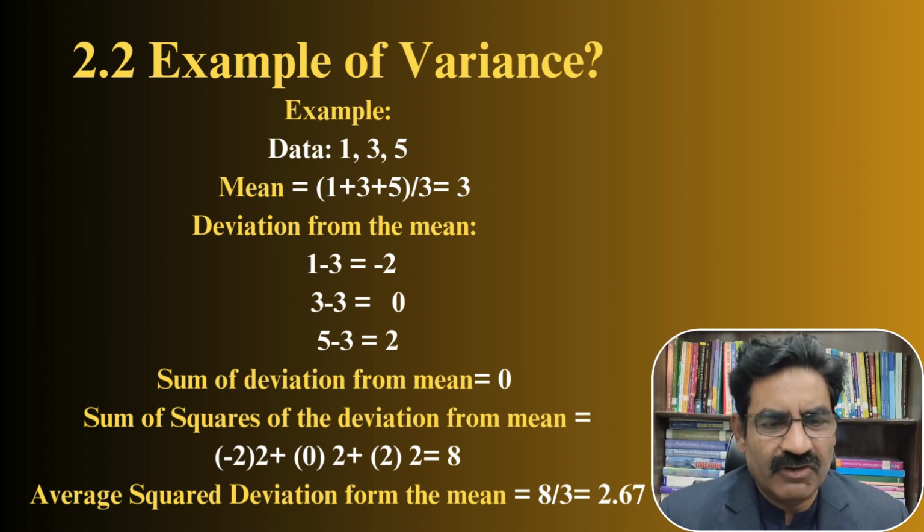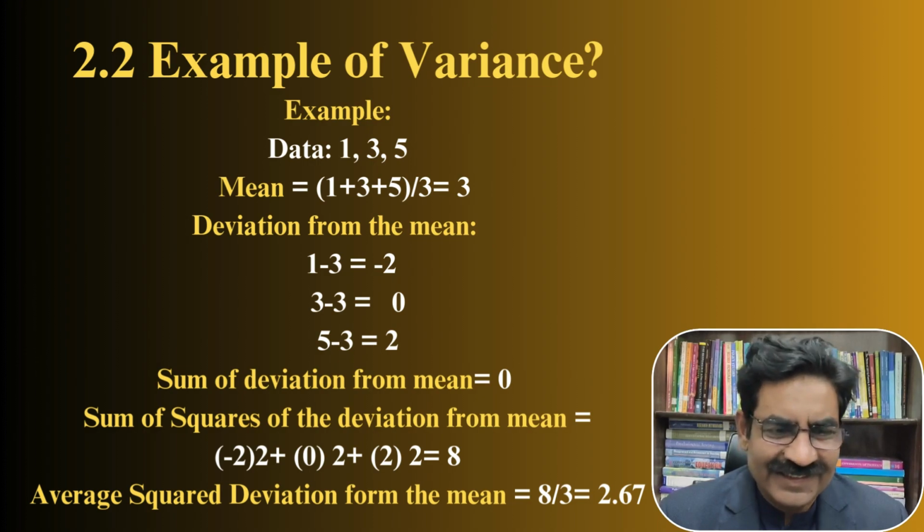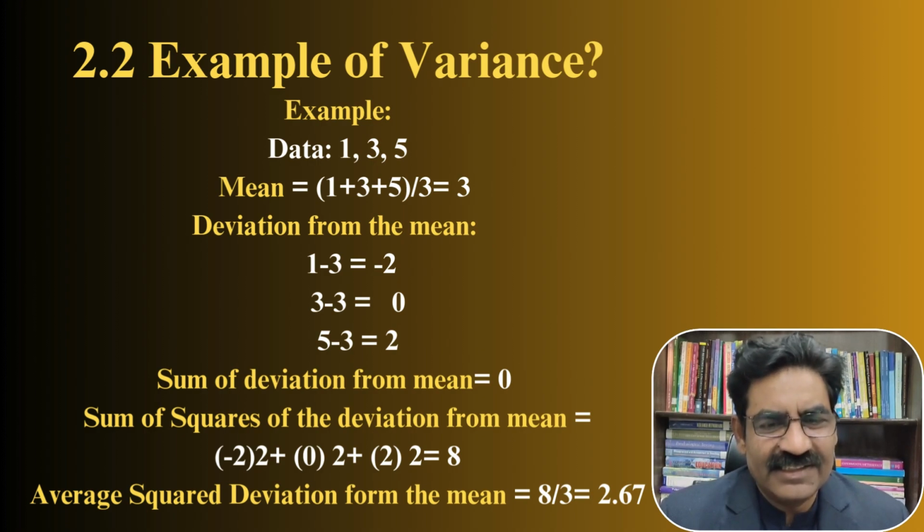So for going towards the calculation of variance, what we actually do is square all the deviations. So we square the first deviation, which is minus 2, and get 4, then the second one, which is 0, and get 0, and the third one, which is 2, we square and get 4, and we add all 3 and get 8. Then for calculation of average squared deviation, we divide 8 by 3 and get 2.67, which is actually the variance of this data set. This data set means 1, 3 and 5.